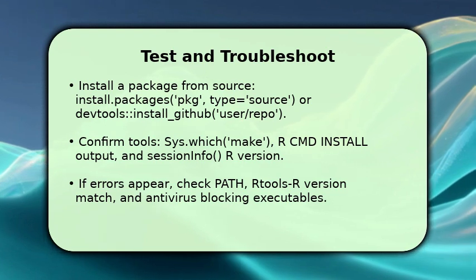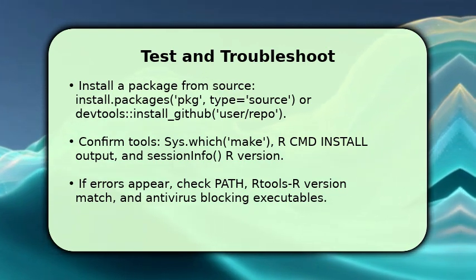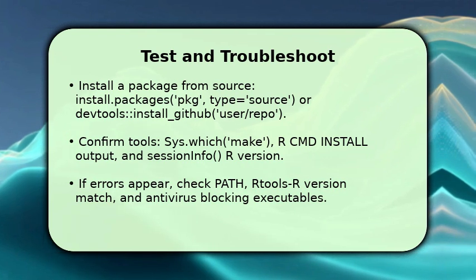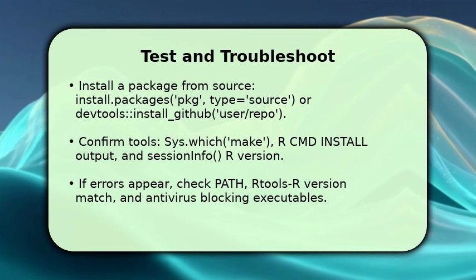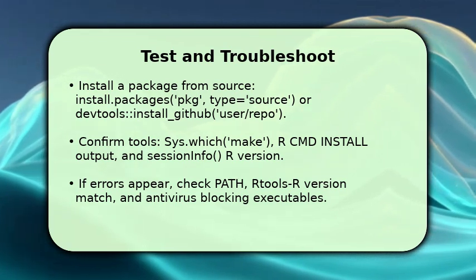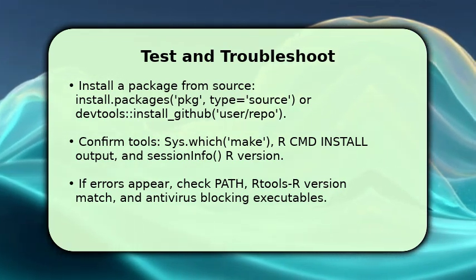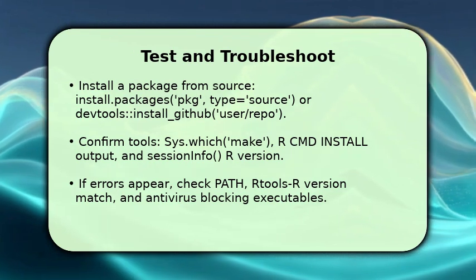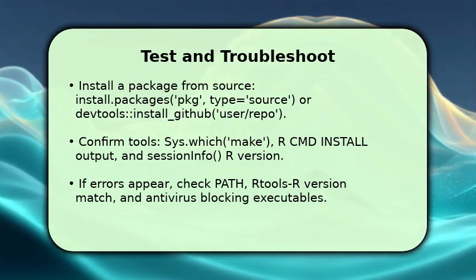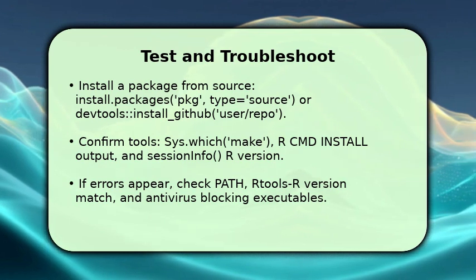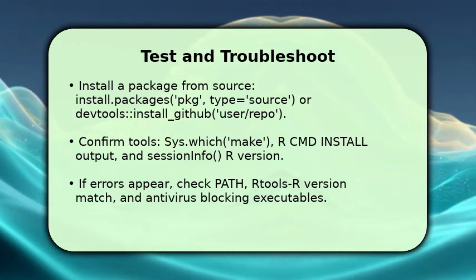Once the build runs, inspect Sys.which("make") and the R CMD INSTALL log for missing headers or linker errors. If you hit failures, make sure the Rtools version matches your R release and that the Rtools bin paths are exported. Also check antivirus: Windows Defender may quarantine executables. This single troubleshooting tip, confirm path and version alignment, fixes most issues quickly.